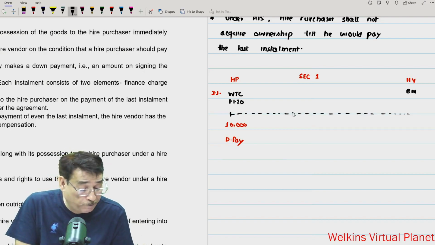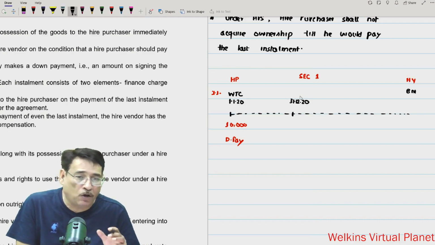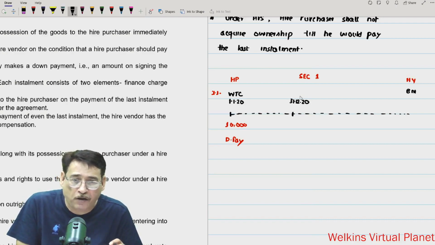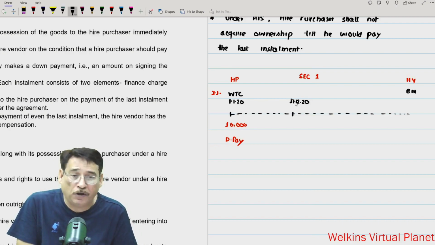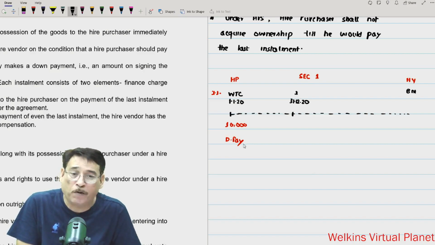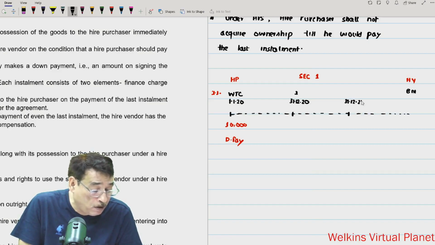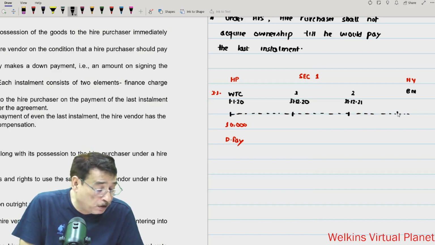The first installment will be paid on 31st of December 2020 because it is clearly given in the question that installments are supposed to be paid at the end of each year. So year will end on 31st of 12. This is the beginning of the first year. First year end will take place on 31st of 12, 2020. Similarly, second year will end on 31st of 12, 2021. Correct? And finally, your third year will end on 31st of 12, 2022. Is it clear to you or not?